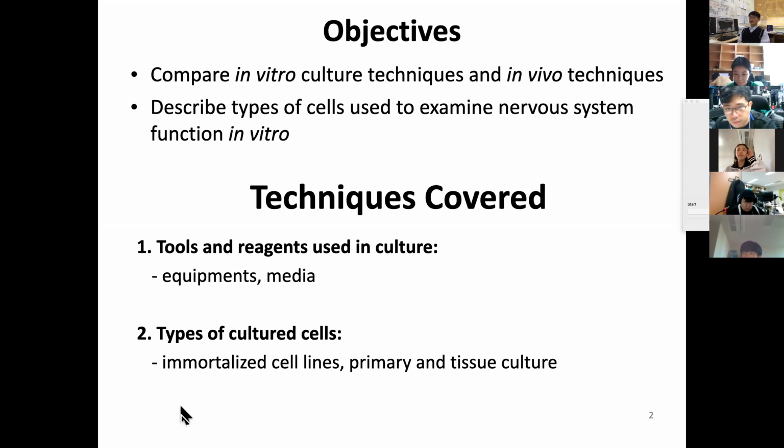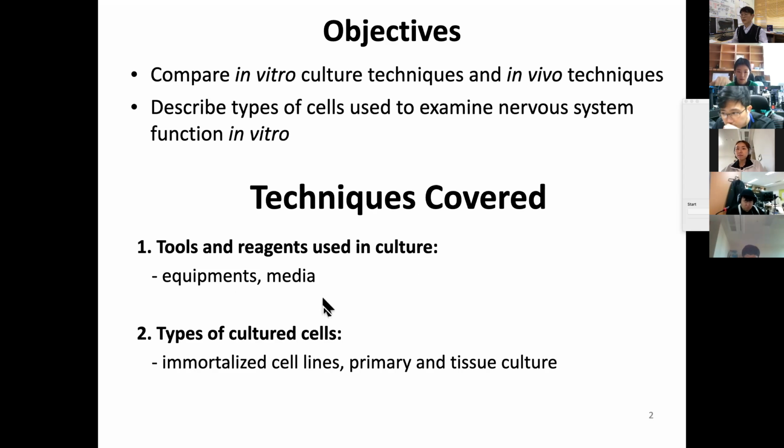Okay, so today's goal is comparing in vitro culture techniques and in vivo techniques. And we want to describe types of cells used to examine nervous system function, especially in vitro, because we are talking about cell culture techniques. The techniques we will cover today are tools and reagents used in culture. Culture is about growing cells and tissues on a dish. So we will talk about equipment and media.